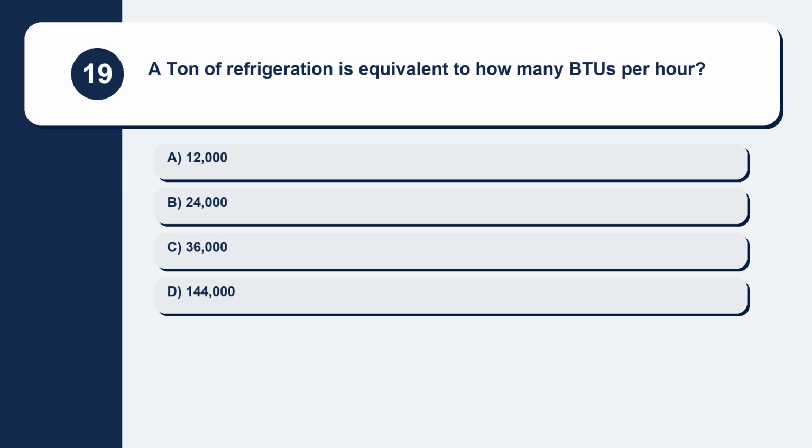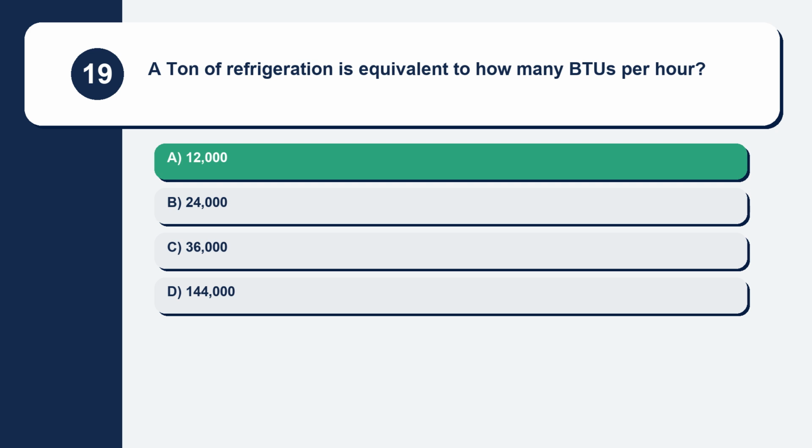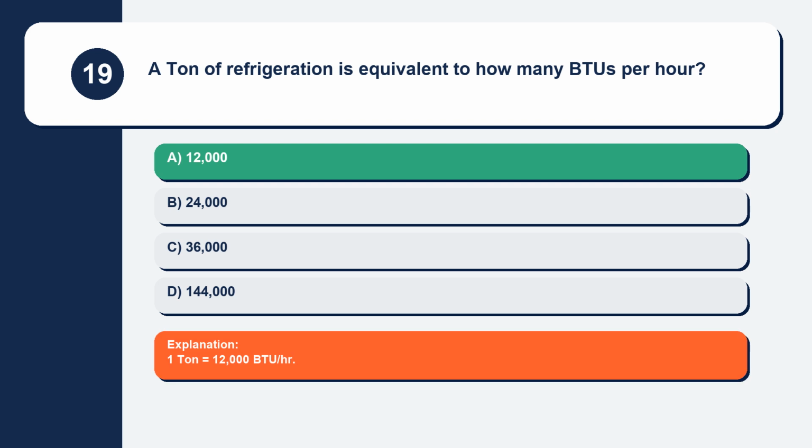Question 19. A ton of refrigeration is equivalent to how many BTUs per hour? 12,000, 24,000, 36,100, 44,000. 1 ton equals 12,000 BTU/hr.